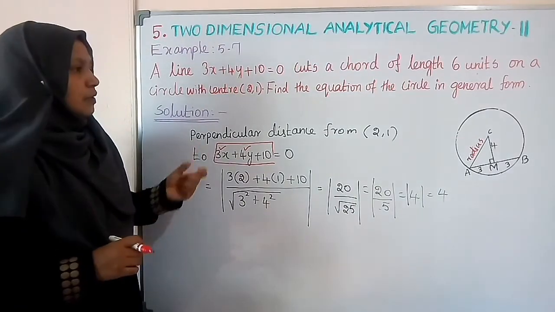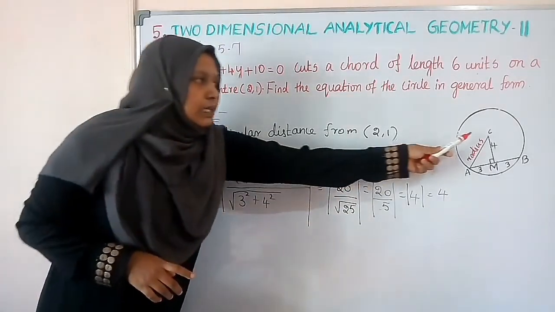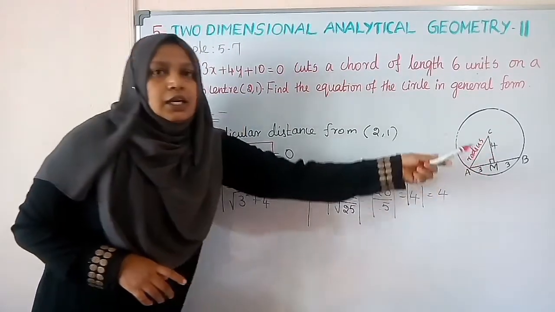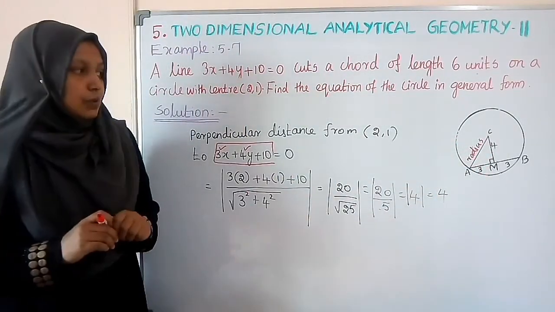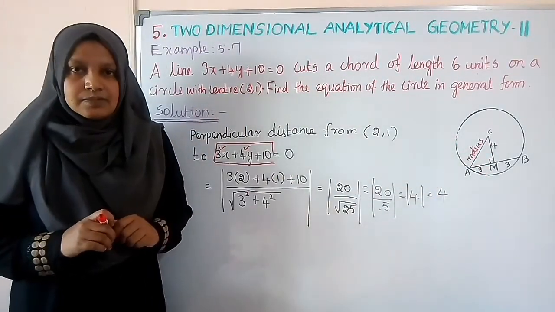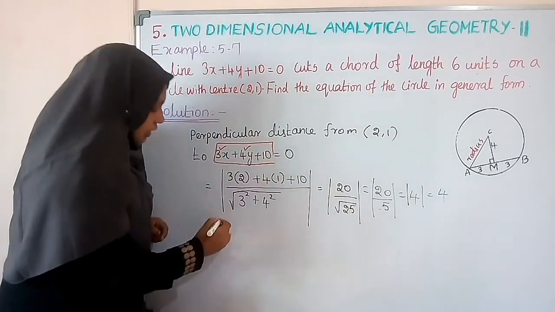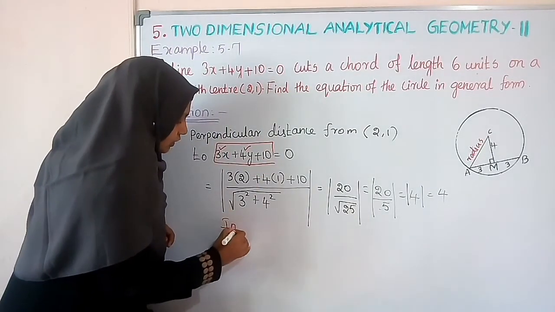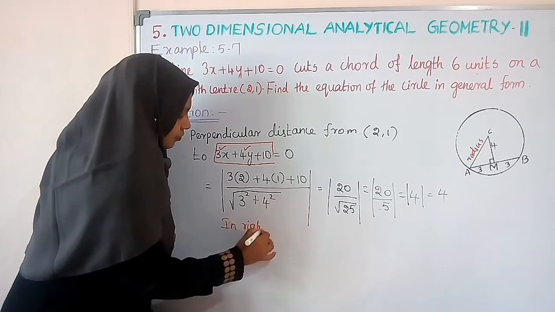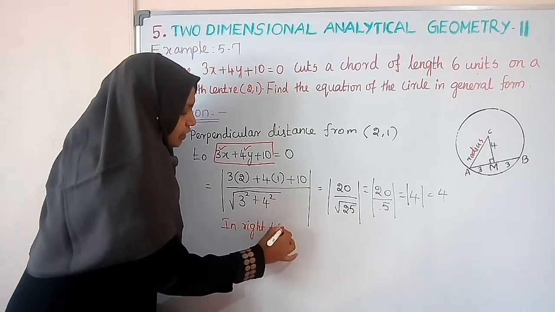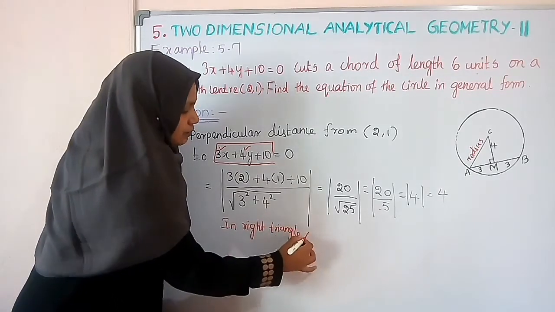So now we got this perpendicular distance CM. CM only we got. I already marked it as 4. Okay. Now we can find the radius. So consider the right angle triangle. In right angle triangle, I am writing in right triangle AMC.